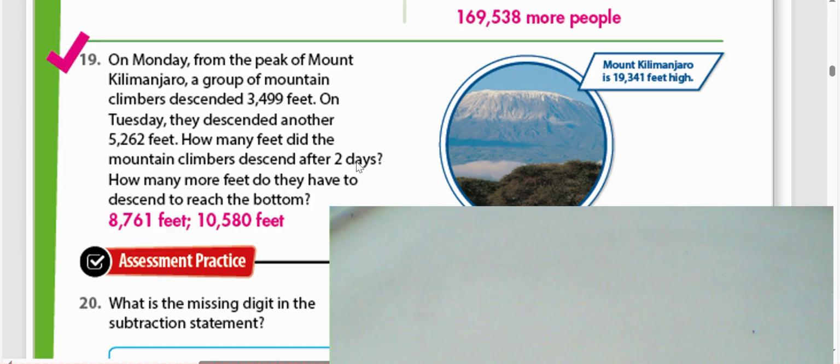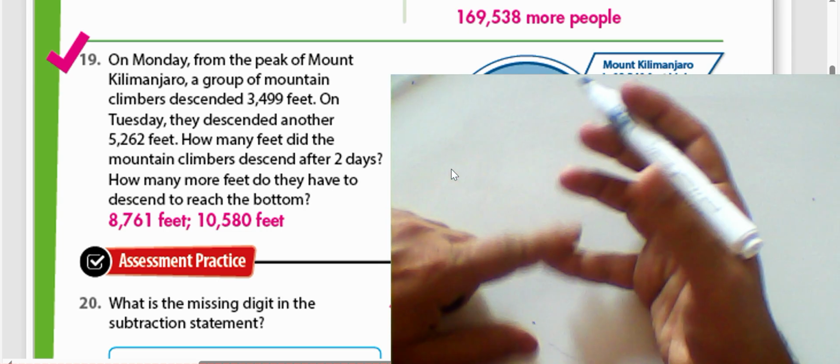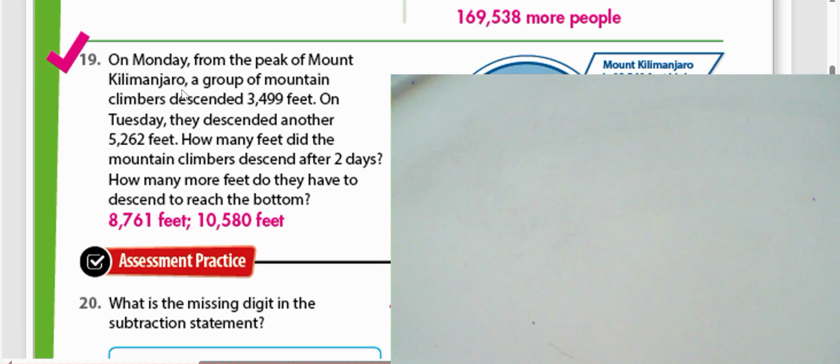First step, we can write the 2 days and add them together. First day, with them, then on Tuesday, they descended another number of feet here. Then we can add together to find the result. Okay, first solution, you must add together the first day and the second day. The first day was Tuesday, and another day.